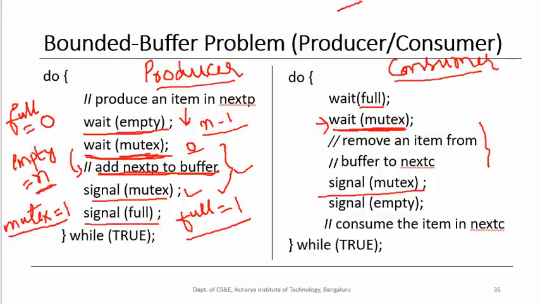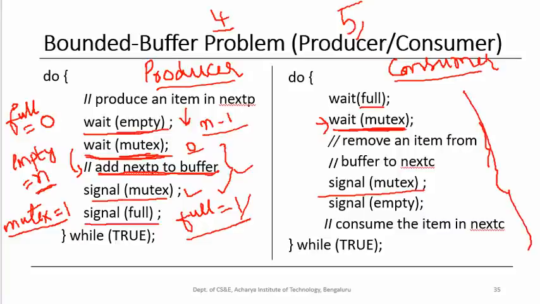Suppose the size of the buffer is 5, let's say. What happens after the execution of this producer? The empty becomes 4, because one slot is already filled by the producer, and full becomes 1, and this goes on. Now let's see the consumer process, right?